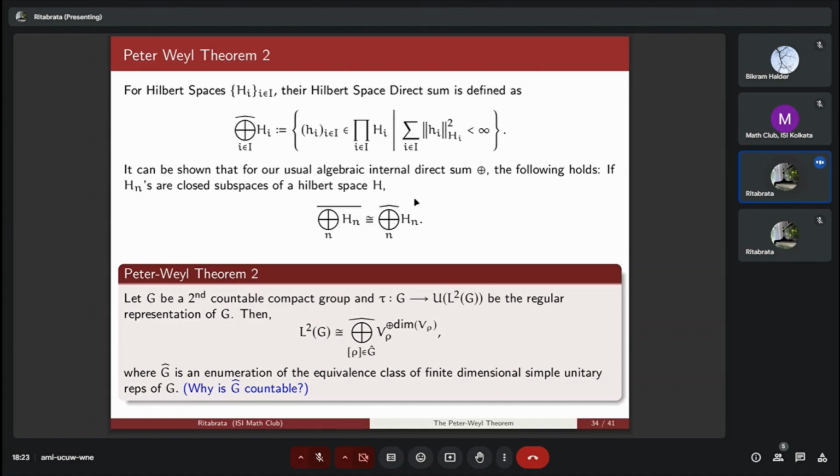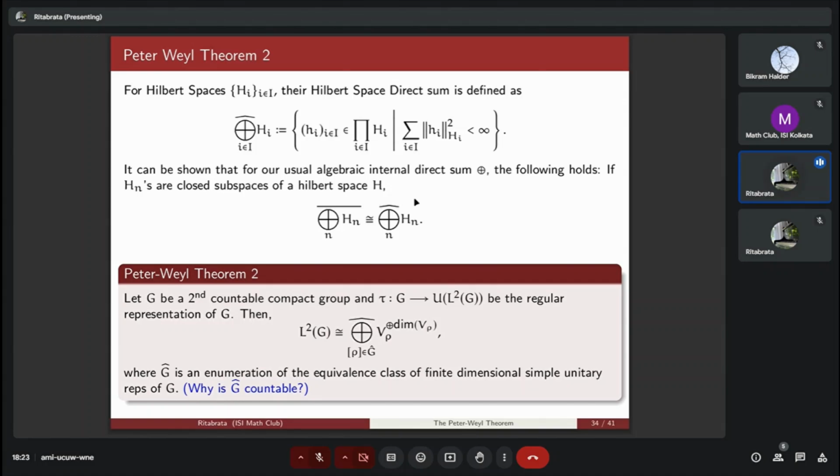For any second countable compact group, our regular representation tau from G to the unitary group of L2(G), L2(G) becomes a direct sum in the following way. It says that for every irreducible representation of G, and this irreducible representation may not be a sub-representation of L2(G), it can be from anything. G, as a topological group, can act on any vector space and it can have any simple part. So there can be too many simple parts of the group. It's so fascinating: all simple representations of the group appear in L2(G). L2(G) is so big.